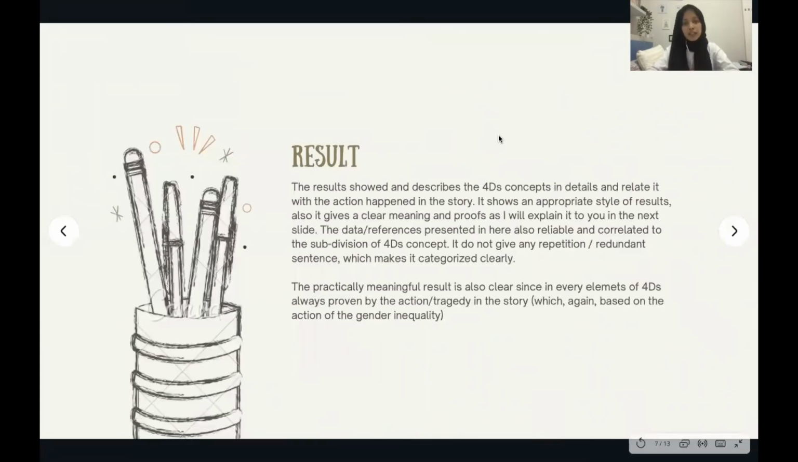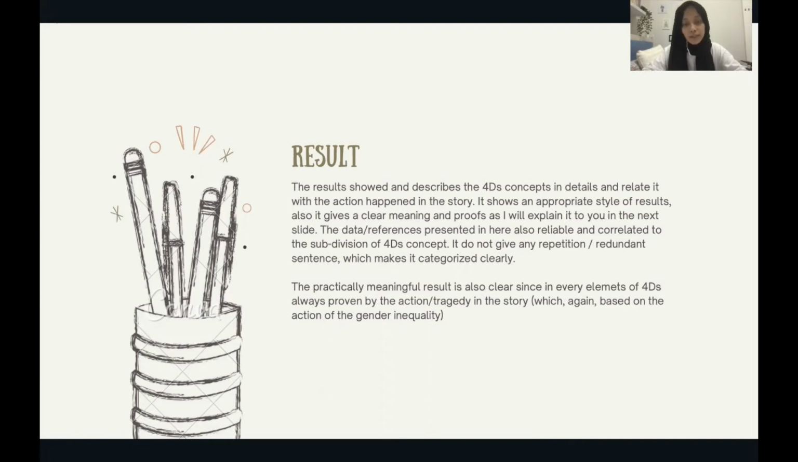And the results showed and described the 4Ds concept in detail and related it with the actions that happened in the story. It shows an appropriate style of result. Also, it gives a clear meaning and proof, as I will explain to you in the next slide later. And the data or references presented here are also reliable and correlated to the subdivision of this concept. It does not give any repetition or redundant sentence, not only sentences, but also the references used for the meaning, which makes it categorized clearly.